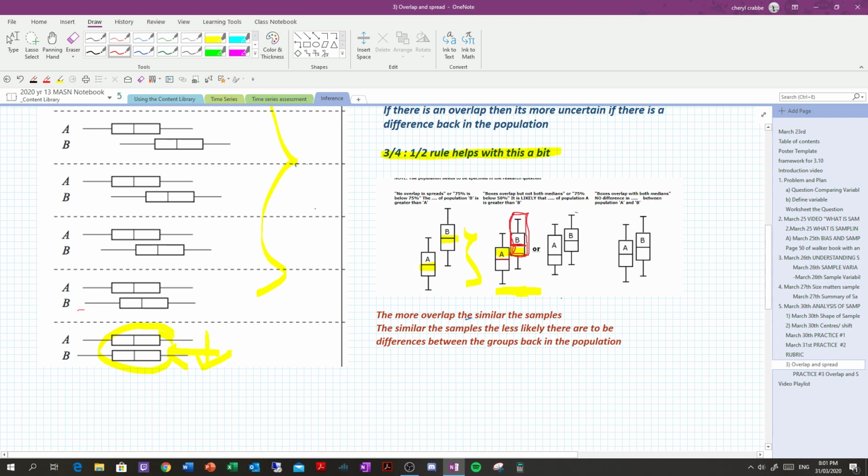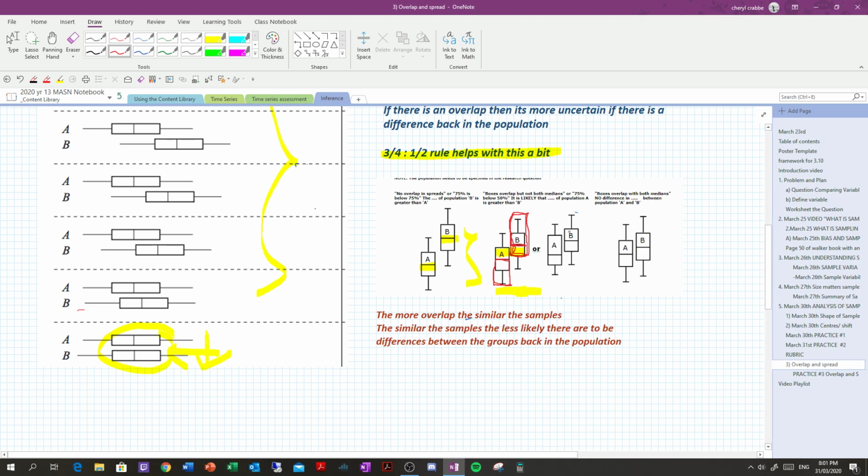75% of all B's data is bigger than 50% of all A's data. So that's where that 3/4 half rule comes in, 75% of B is bigger than 50% of A. When you have that kind of situation, generally, we say that we've got this 3/4 half rule, and so we can say, although there's some overlap, we can still say in our sample and maybe back in the population that there's a difference between B and A, and that B is bigger than A.